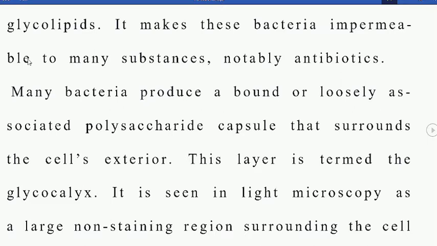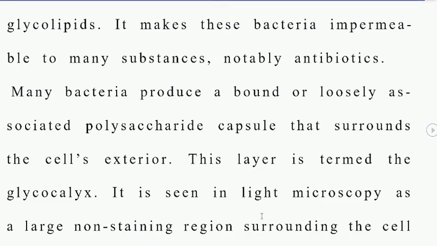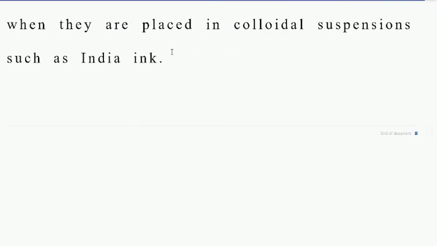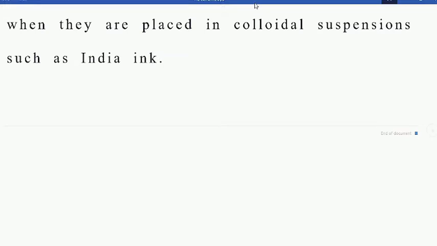The bacteria also produce a polysaccharide capsule, loosely associated, which is another part outside the bacterial cell, also known as glycocalyx. It is seen in light microscopy as a capsule or slime layer. It can be easily seen as a large non-staining region surrounding the cell when they are placed in a colloidal suspension such as India ink. Now we will deal further with the details of the cell envelope.